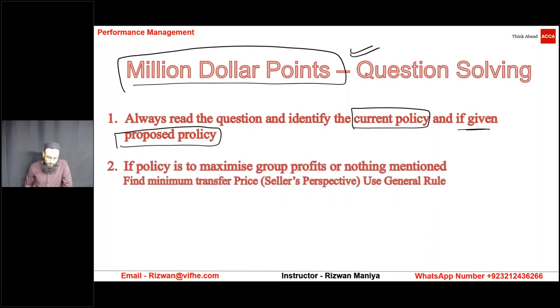$1 million point 2. If you're using general rule, if policy is to maximize group profits or nothing mentioned, like in our case, in ROTAC, nothing is mentioned, we just have to give advice. Sometimes it does mention to maximize group profits, okay? So if nothing is mentioned, find minimum transfer price from seller's perspective and use general rule for that. Minimum transfer price, okay? I hope I'm very much clear here.